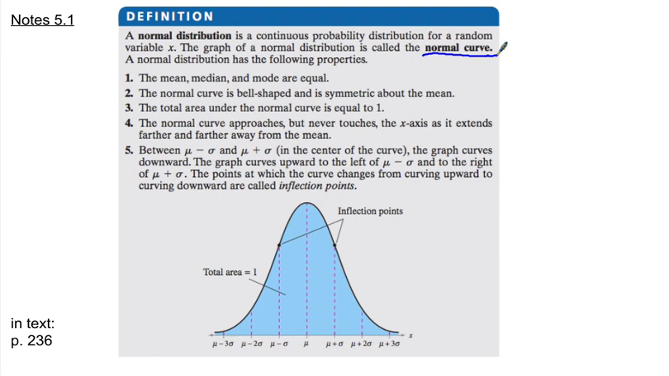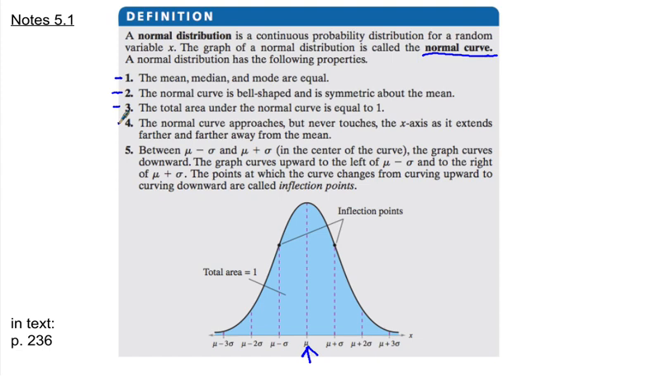So first, the mean, median, and mode are all equal. Right? We can see that represented on the graph right here. Right? The mean, median, and mode are all equal. Come back to that. The normal curve is bell-shaped and is symmetric about that mean value. And the total area under every normal curve, that's what's shaded in blue there, is always 1.